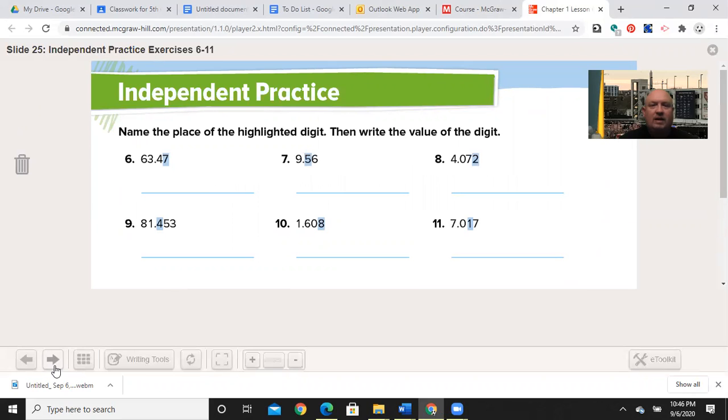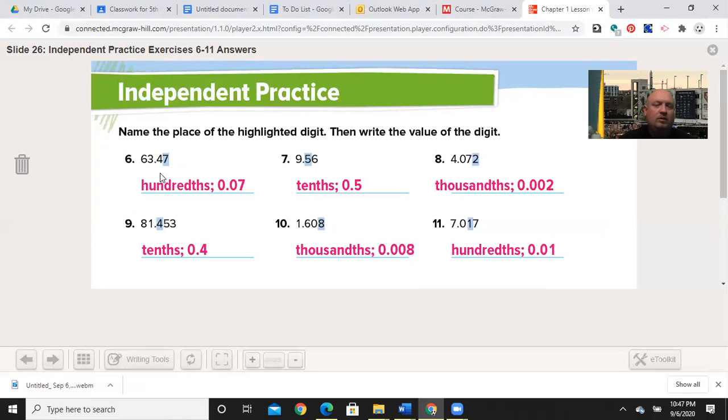So name the place of the highlighted digit, then write the value of the digit. So is it tenths, hundredths, thousandths, and then what is it worth? Go ahead and pause the video, do this, and then come back and join me. You may pause now. Welcome back. Let's see how you did.